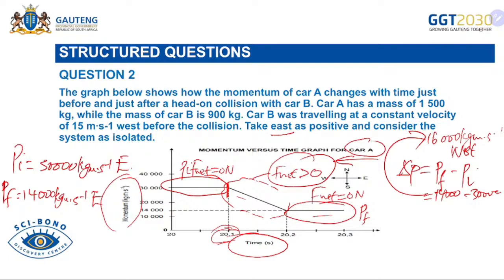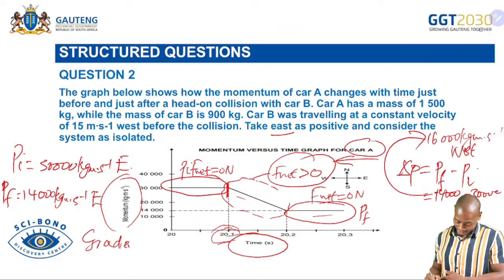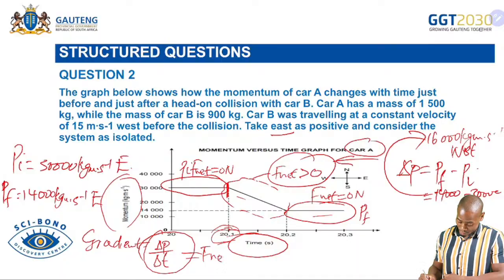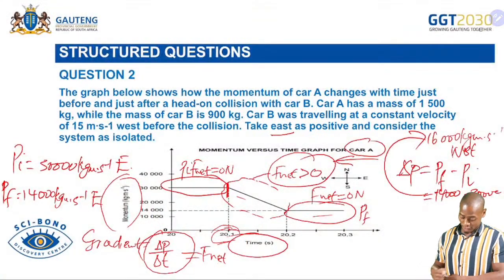Then here, F net is greater than 0. There was a change in momentum here, which means that the net force was greater than 0. How can we calculate the net force here? The gradient, that is very, very important. The gradient of the graph of momentum versus time is change in momentum over change in time, the rate of change in momentum. That will be F net.